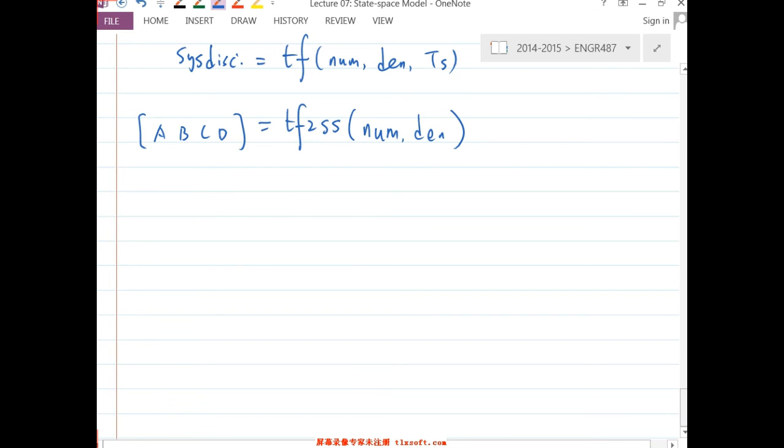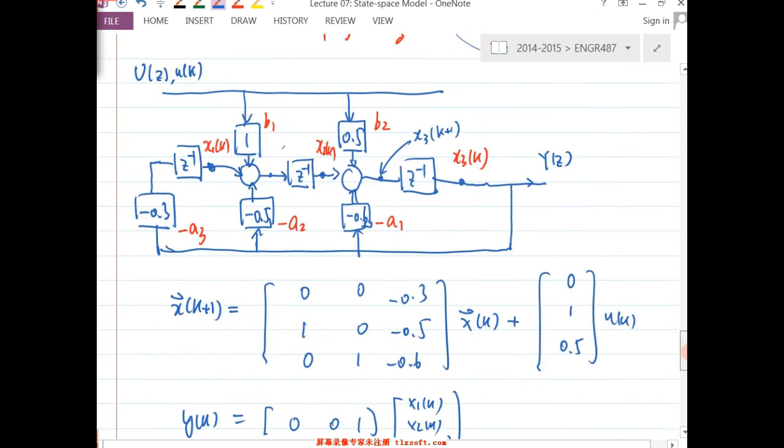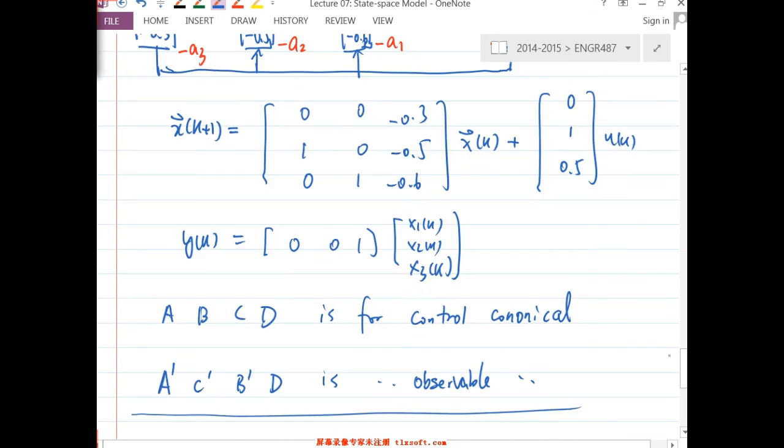So basically what I mean is, here you have x1 of k, x2 of k, x3 of k. If you purely use MATLAB tools, the x1, x2, x3 of k that you get out of the tool, you don't necessarily know what they represent. But if you do it manually, you say, okay, I'm going to let x1 of k represent the position, x2 of k represent the velocity, something like that. So you know exactly what they are.